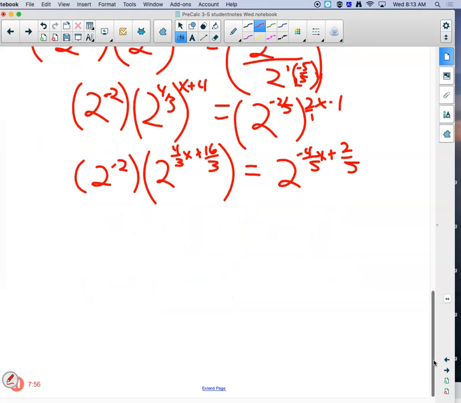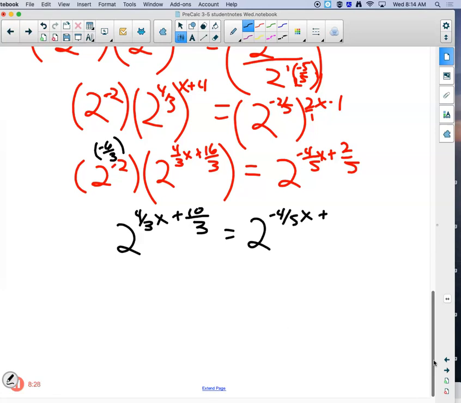So on the left-hand side, when we multiply similar bases, we add the exponents. So I'm going to have to take this negative 2 and add that to 16/3. So I want to think about negative 2 in terms of thirds, and that would be a negative 6/3. So it'll be 2 to the 4/3 x, and then negative 6/3 plus 16/3 would be 10/3. And then we still have the other side.